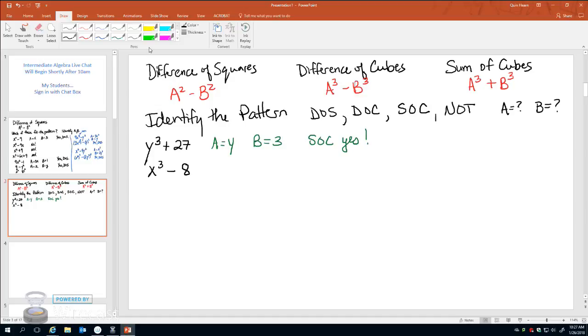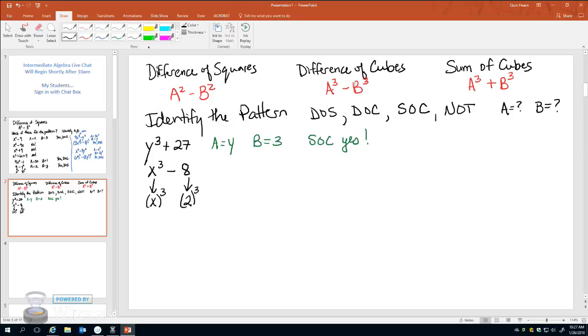The one we're looking at right now, x cubed minus 8, is definitely a binomial, which is good. It's a difference, so we're either looking for a difference of squares or a difference of cubes. And we have to figure out if we have two terms that are something squared or something cubed. Well, x is clearly cubed, so that's not going to fit difference of squares. Let's see if it fits difference of cubes. The first term is something cubed for sure. Is 8 something cubed? 2 times 2 is 4, times 2 is 8. So yes, 8 is 2 to the third power.